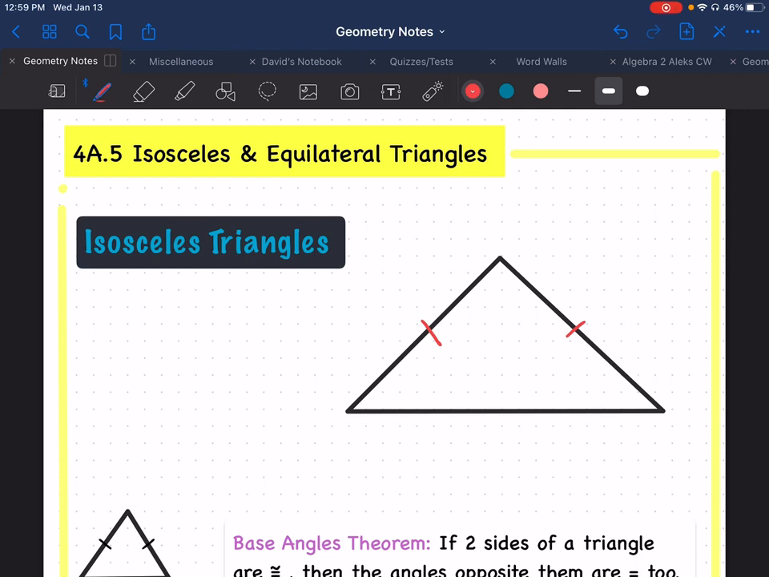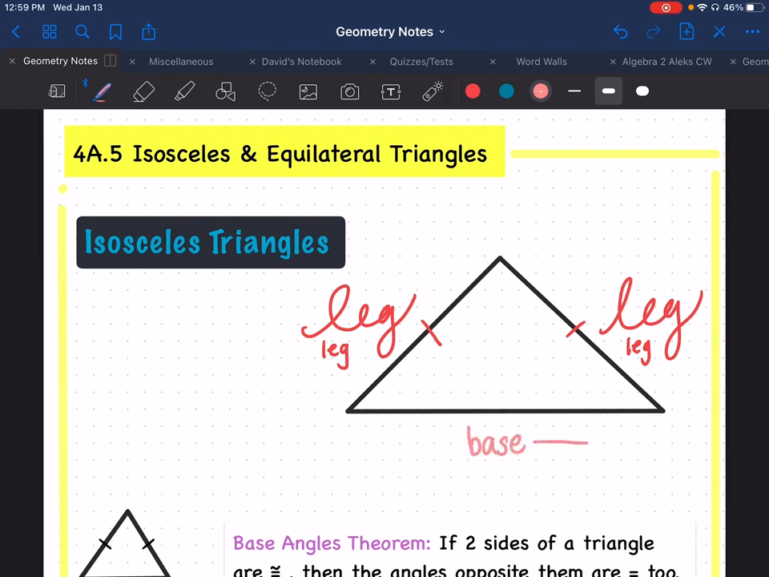So I'm going to go ahead and mark them. These are called the legs. And I wrote that really fancy, so underneath here, I'll just write that that is the leg for you. Okay, so these are the legs. And then the third side, the non-congruent side, is called my base.